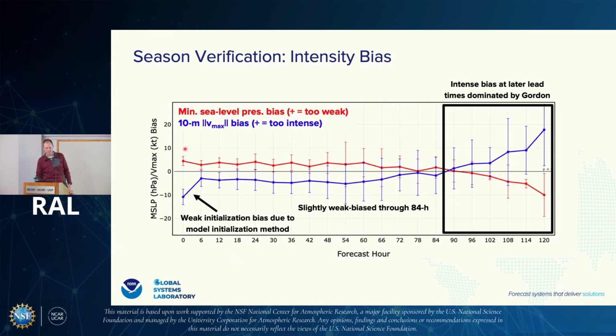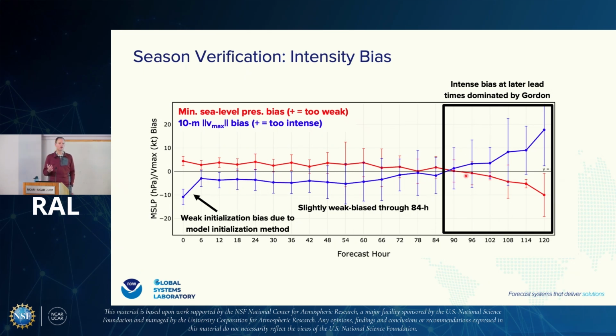So here we can see the problem at initialization. Our storms are too weak, on average 10 knots and about 5 hectopascals, largely driven by those very intense storms comprising about a tenth to a seventh or so of our case data set. And then through 84 hours, we're slightly weak biased. Several hectopascals too weak, several knots too weak. But then that flips at those later lead times with fewer cases.